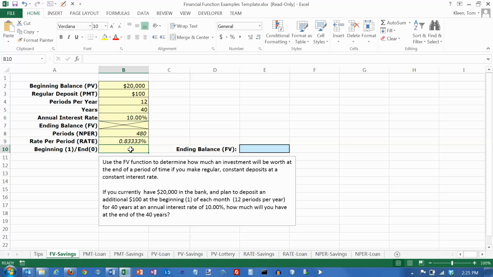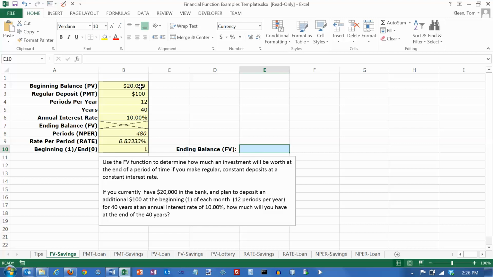And then the last thing is, it does make a little bit of difference whether you are doing the compounding at the beginning of the period and making the deposits at the beginning of the period, or whether you're doing those at the end of the period. And it says in here that we are going to be putting them at the beginning of each month. And Excel has a little code that it uses for this. One means beginning and zero means end, so we need to put a one in here. Okay.